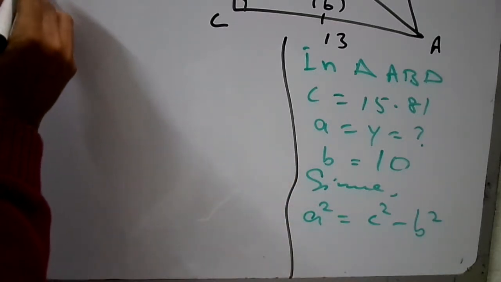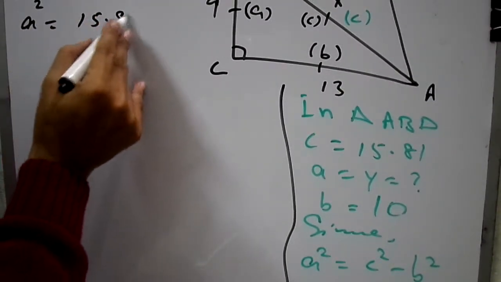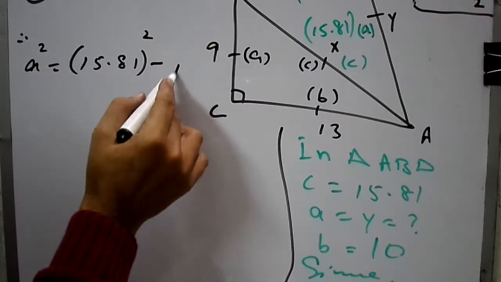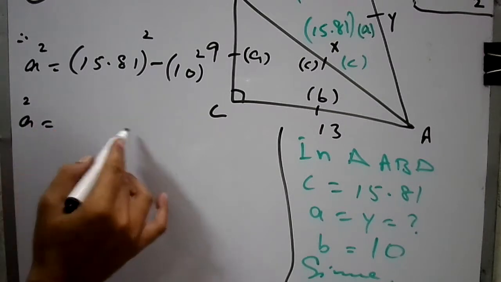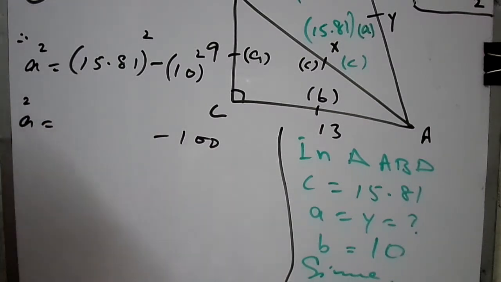Therefore a square is equal to, putting the values, 15.81 square minus b square, b is 10, so the a square is equal to 15.81 square minus 10 squared, that is 100. You should use a calculator, so it will give you the result.